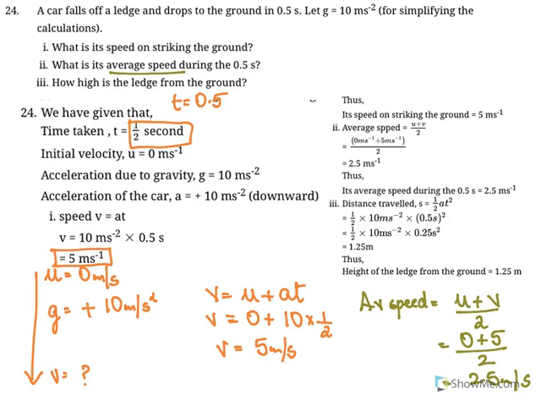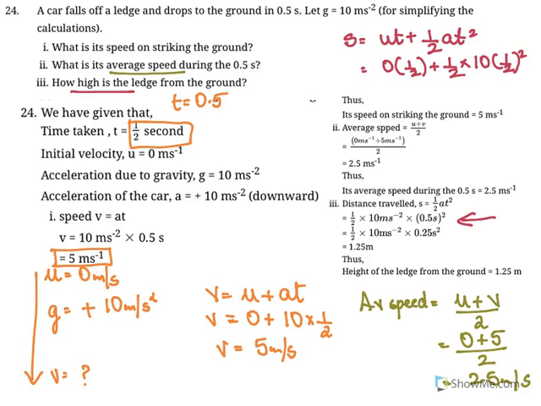And in the end, we have to find how high the ledge is, so the distance traveled. For that, we will use the formula S equal to ut plus half at square. u was 0, t was half a second, a is 10, and t square is half a second the whole square. You can also take time as 0.5, which is the same as 1 by 2, and that's what they have done here. On calculating, we get 1.25 meters.